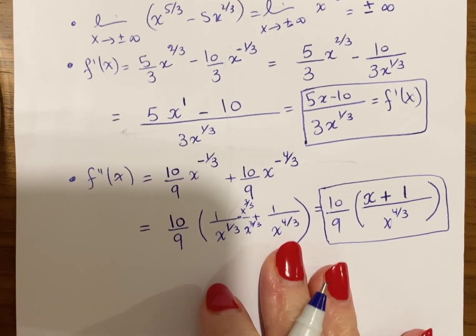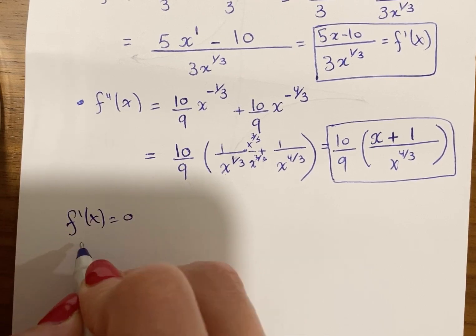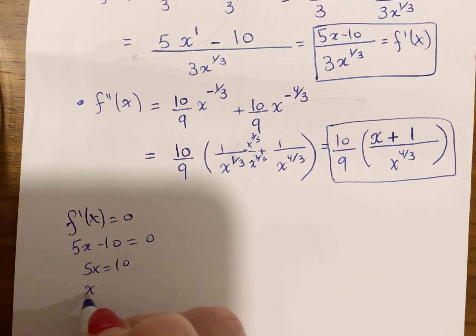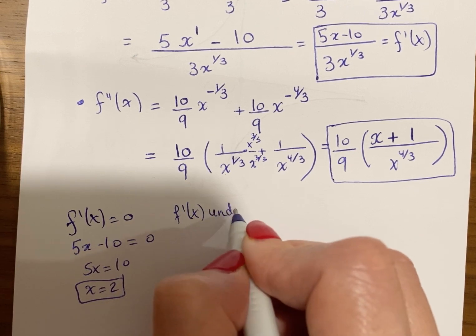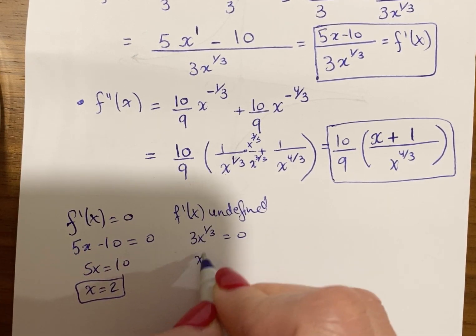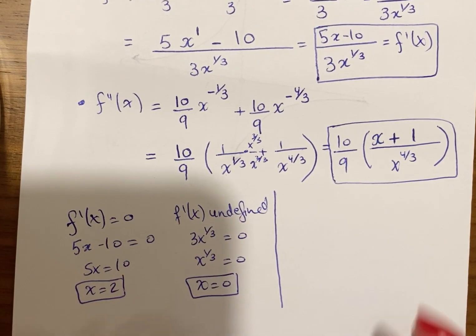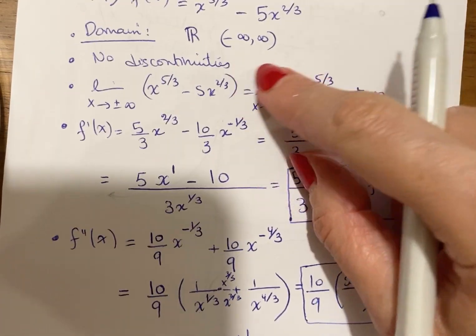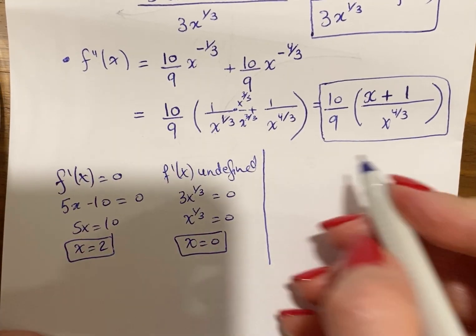Now I can answer simple questions. When is f prime equal to 0? When the numerator is 0. So when 5x is 10, so when x is equal to 2. Is the derivative ever undefined? It's undefined when the denominator is 0. This means this is 0, so x is equal to 0. Remember, the domain is all real numbers. So that's why the derivative is undefined at 0, not the function itself.